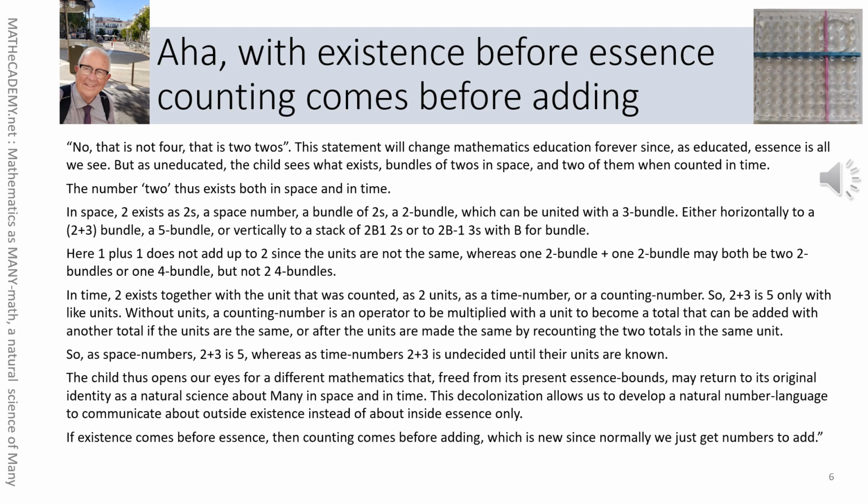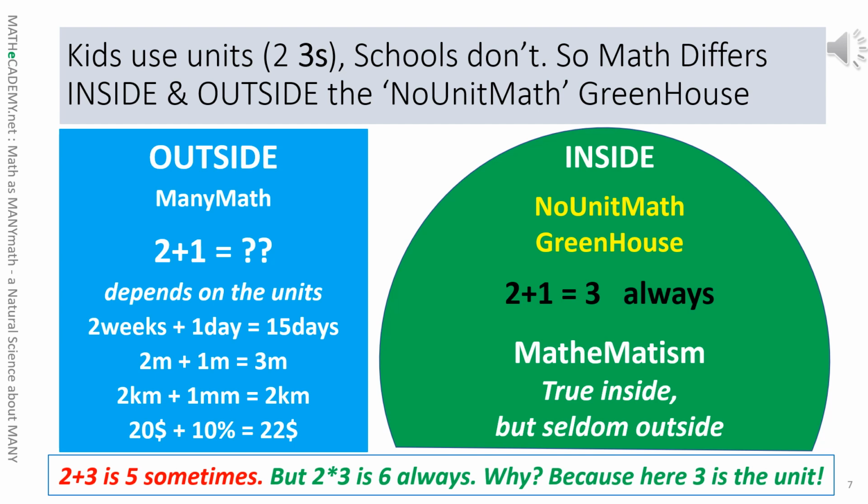This decolonization allows us to develop a natural number language, to communicate about outside existence, instead of about inside essence only. If existence comes before essence, then counting comes before adding, which is new, since normally we just get numbers to add. Kids use units, 2 3s, schools don't. So math differs, inside and outside, the no-unit math greenhouse. Inside the no-unit math greenhouse, 2 plus 1 is 3, always. This is mathematism, true inside, but seldom outside.